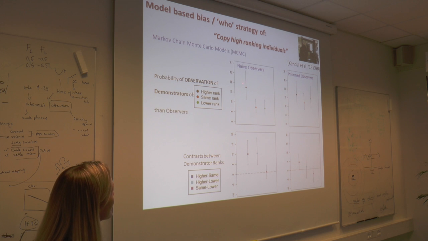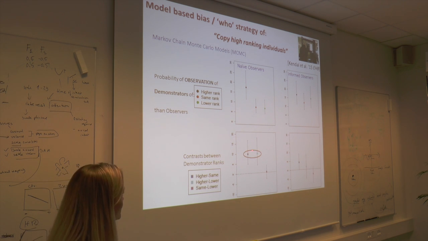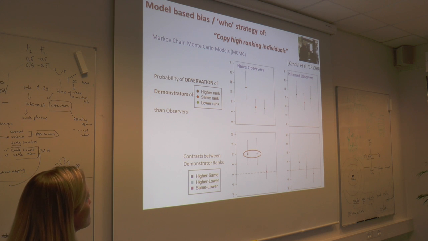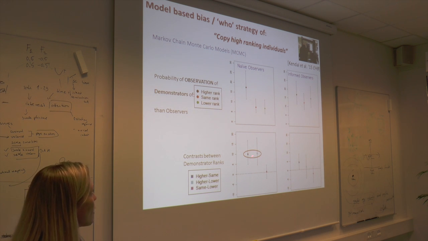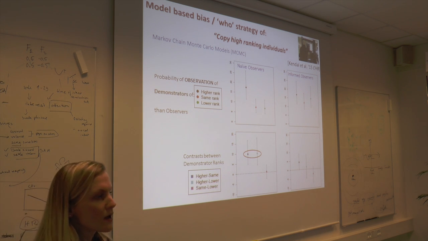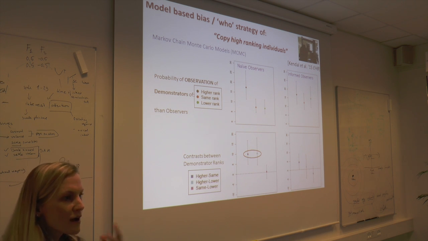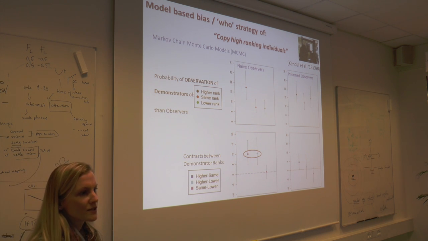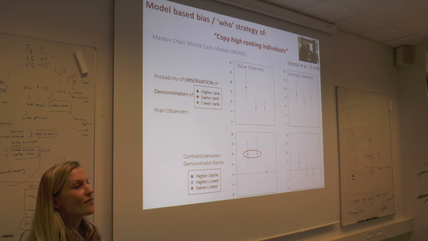And you can see, if you look at the contrasts down at the bottom here, there's a much stronger indication of copying high-ranked individuals compared to same-ranked or lower-ranked individuals when individuals were naive. So this would seem to imply that individuals are preferentially observing individuals who are of higher rank than them for learning purposes when they're naive.